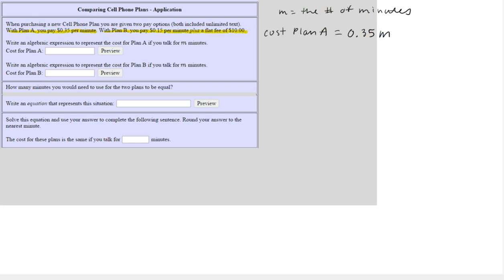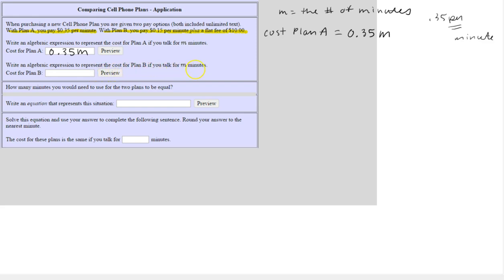Again, since it's 35 cents per minute, that lets you know that it's a rate, and we're going to multiply that 35 cents times the number of minutes. So here we have 0.35m.